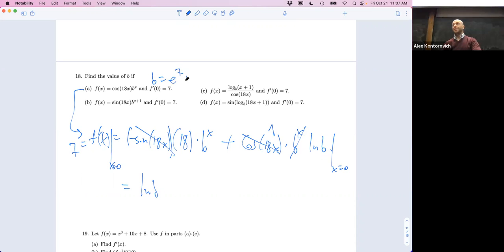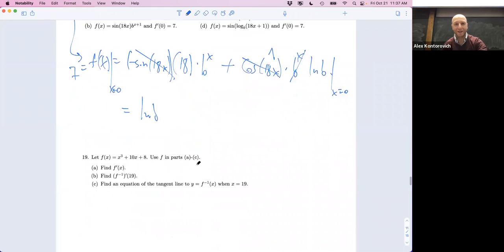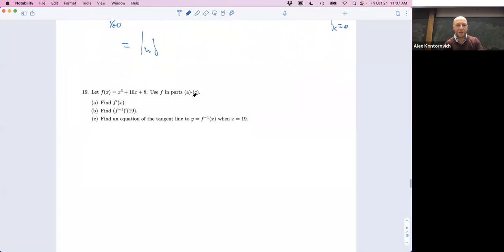Does that make sense how I got that? And then the other ones are similar. Just more practice. F is this. Find the derivative. Okay, let's do just this one.